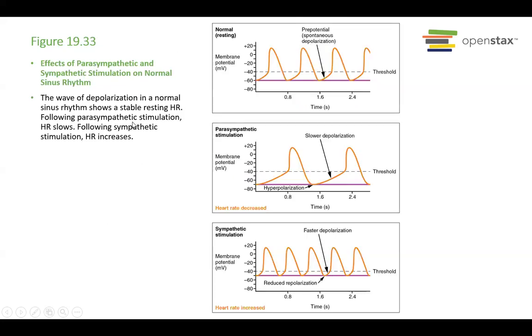So the parasympathetic and sympathetic stimulation on the heart. The sympathetic stimulation would cause an increase in heart rate. The wave of depolarization in the normal sinus rhythm shows a stable resting heart rate. You see that stable resting heart rate. But for parasympathetic, you see the frequency is less. You would have a slower depolarization, and you would have a separation. You would have a prepotential spontaneous depolarization.